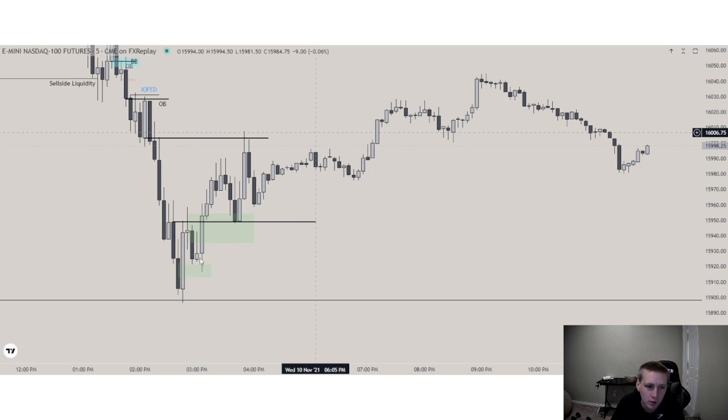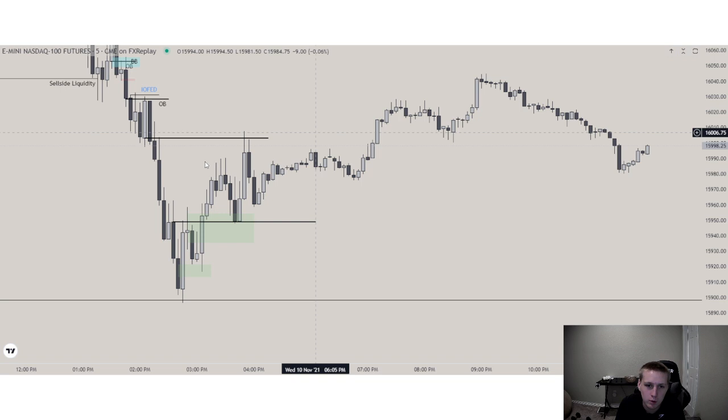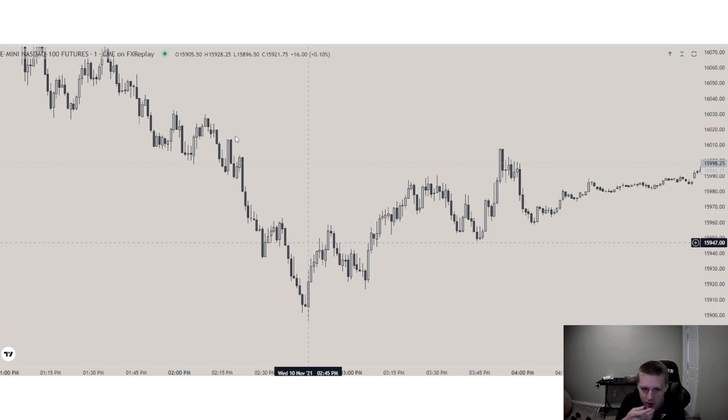Boom. Order block right there gets respected perfectly. Then we come back down right to this order block, boom, and then where do we reprice to? This order block right here in specific. So we're going from order block to order block, higher time frame 4-hour order block right here to that 5-minute order block. And here's that 1-minute chart in case you want to look at it.